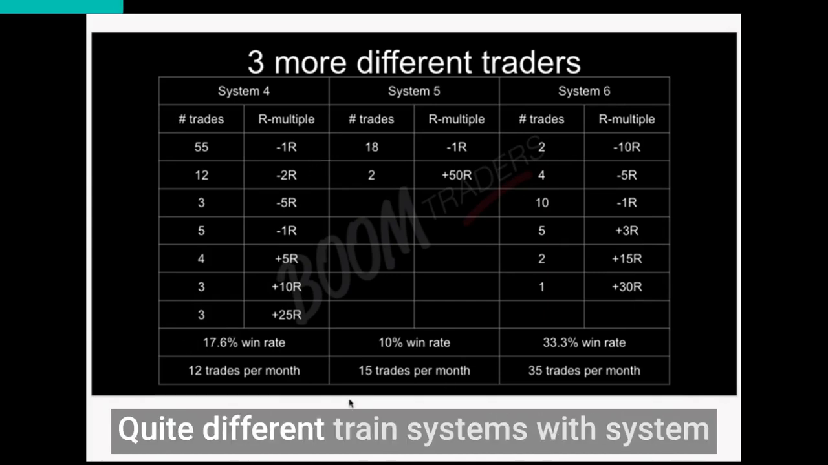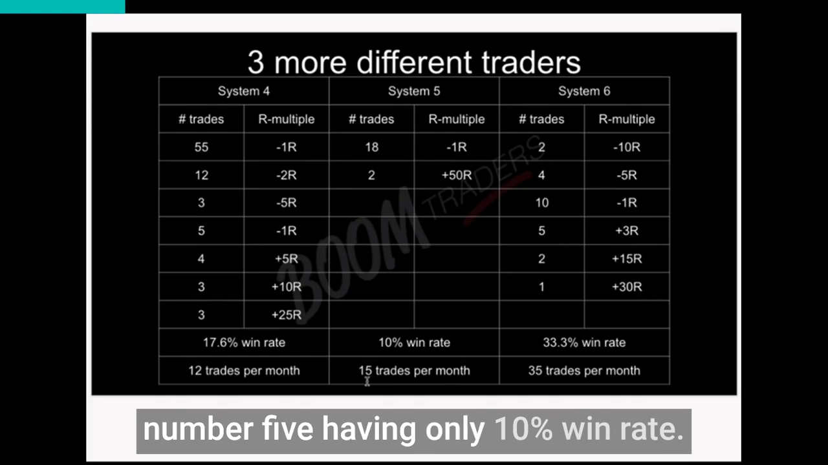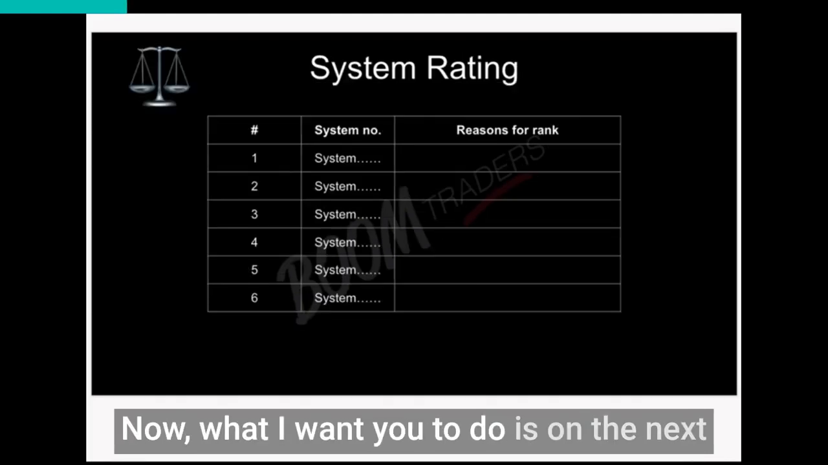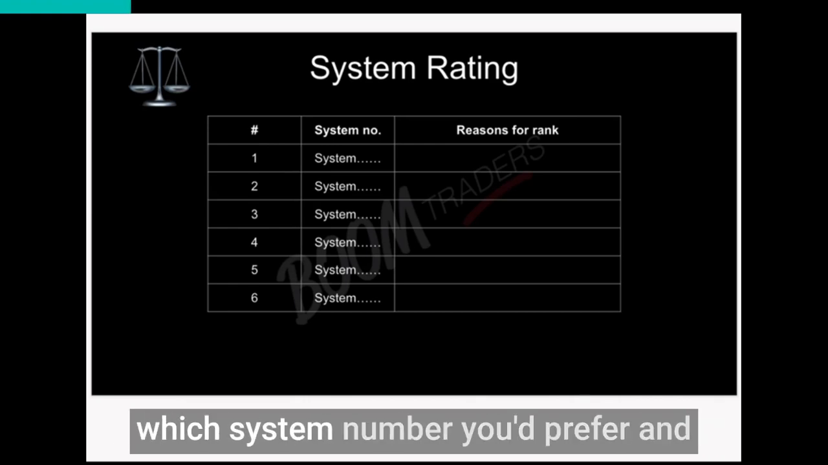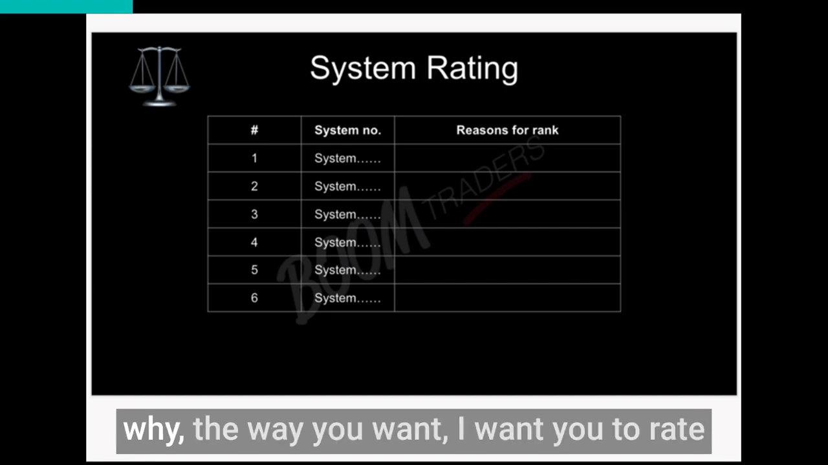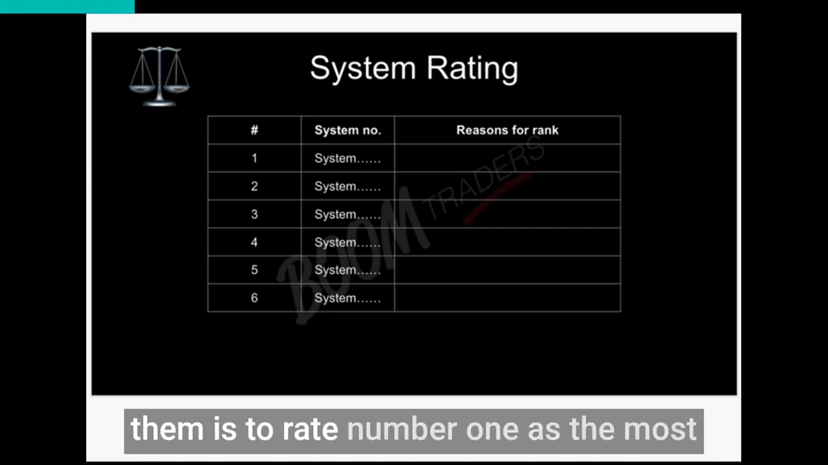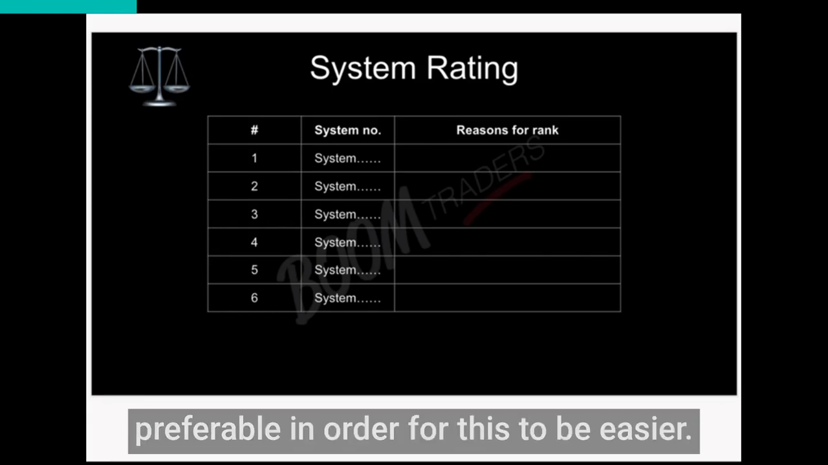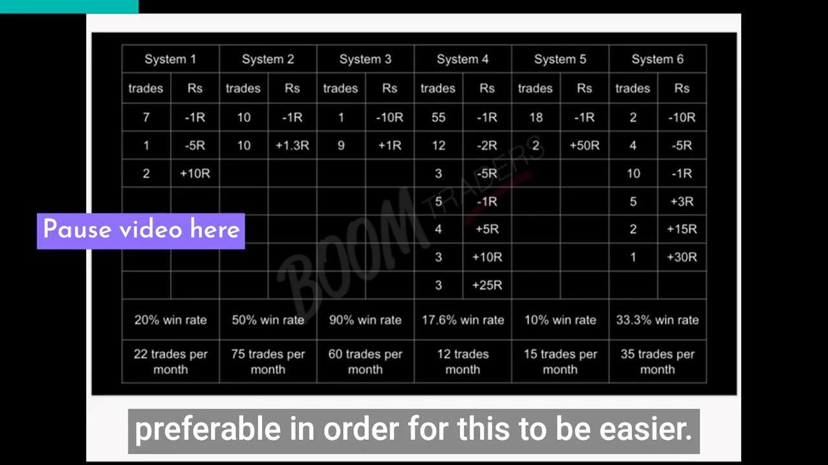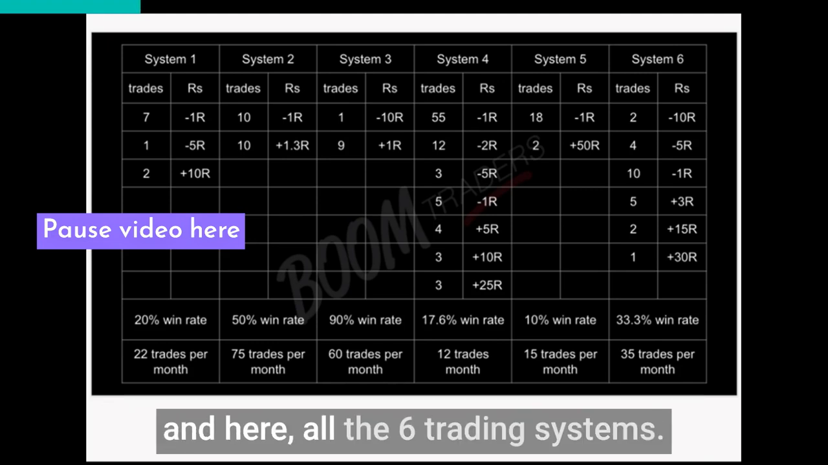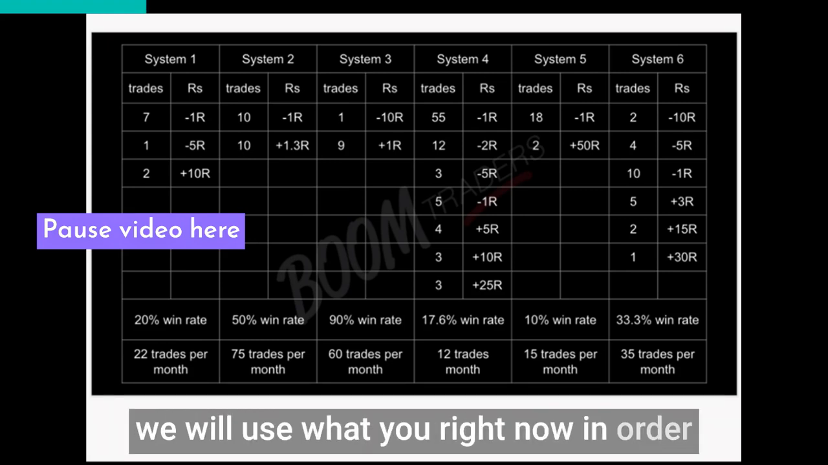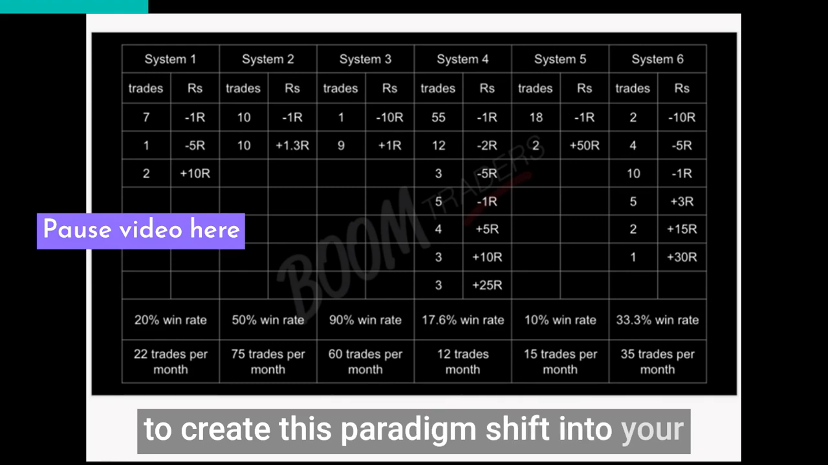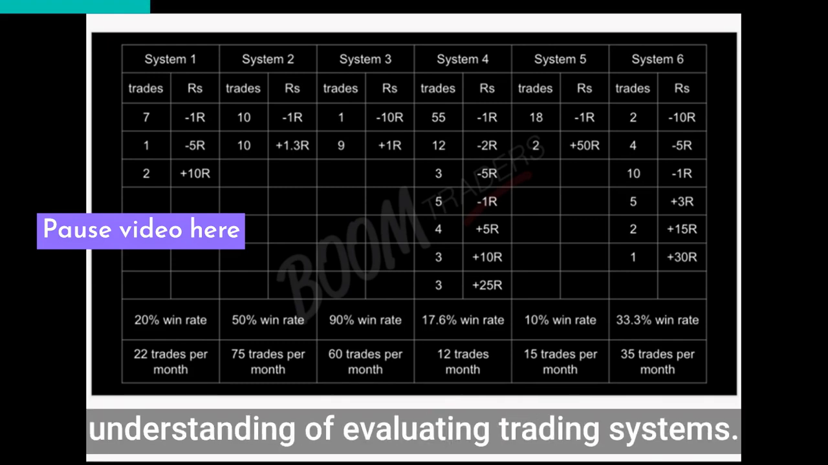You would see here quite different trading systems, with system number 5 having only 10% win rate. Now, what I want you to do is on the next slide to stop the video and to write down which system number you would prefer and why. The way I want you to rate them is to rate number 1 as the most preferable and number 6 as the least preferable. In order for this to be easier, you can stop the video right here. And here are all the 6 trading systems. Now, this is very important because hopefully we will use what you write now in order to create this paradigm shift in your understanding of evaluating trading systems.